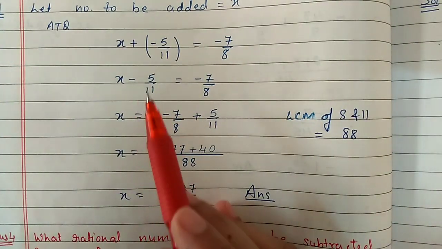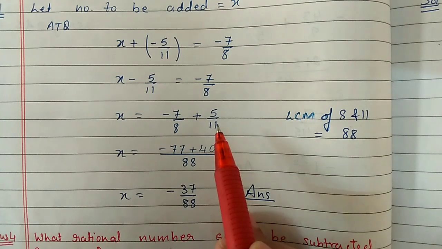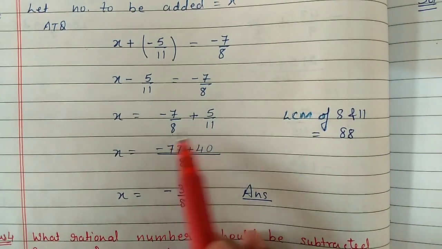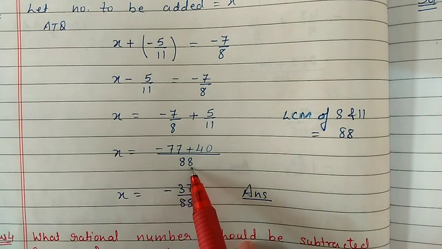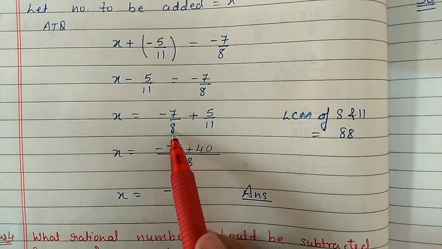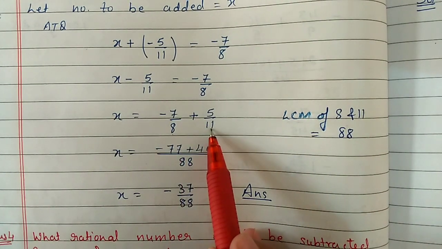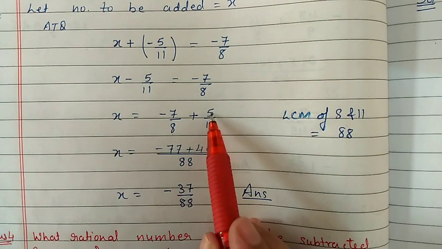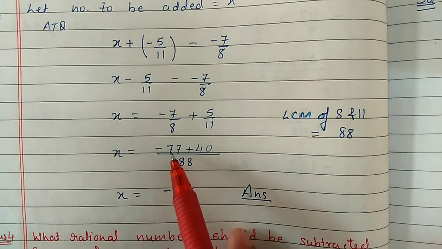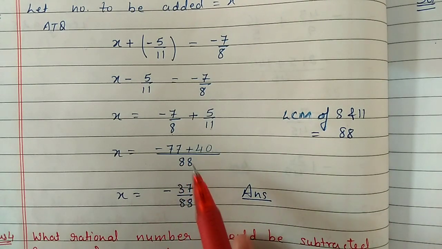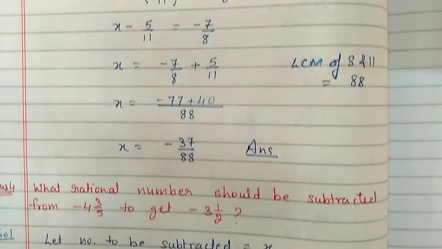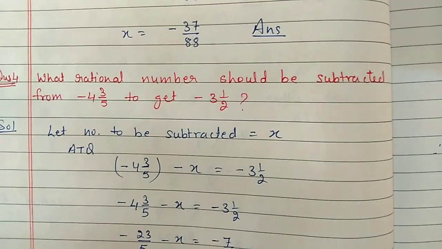This minus 5 by 11 we will shift to the other side of the equal sign, it will become plus 5 by 11. After this take the LCM of 8 and 11, 88. 8 table it is coming 11 times. Multiply with numerator, 77. 11 table it is coming 8 times. Multiply with 5, 40. Minus 77 plus 40 is equal to minus 37 by 88. Your answer.